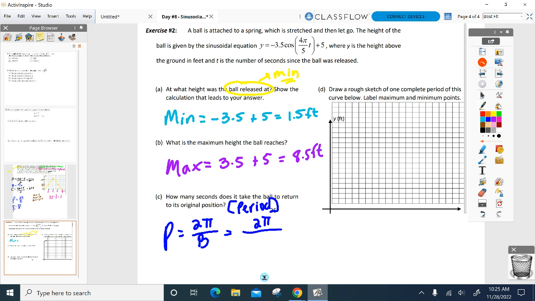4 pi over 5. Do we remember how to deal with that? I know we had this long break here, right? Skip, flip, multiply. 2 pi times now, flip the bottom. 5 over 4 pi. Cancels out. What do we got? Pi's cancel here? Yeah, top and bottom.